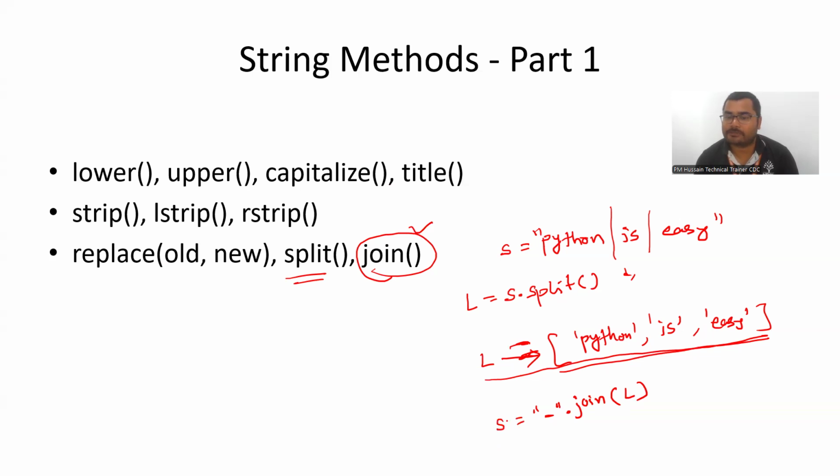So now S1 you can consider. Whenever you print S1, that S1 will be having what? A new string which is Python-is-easy. So this is the output you will get here. Okay, this is how you can use these methods. Next, still we have some more methods.